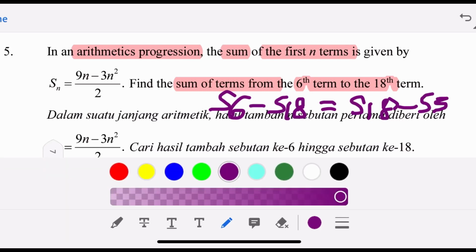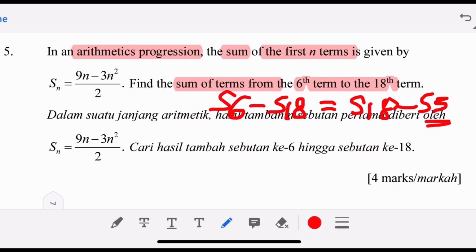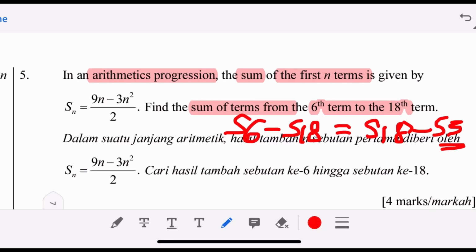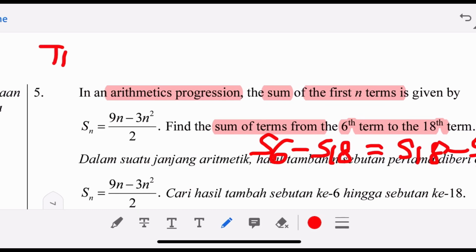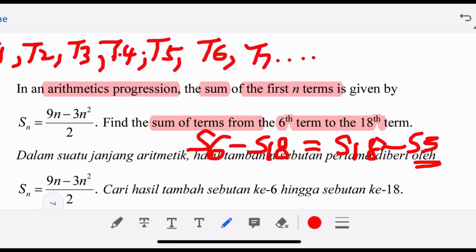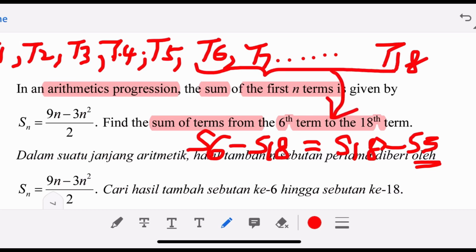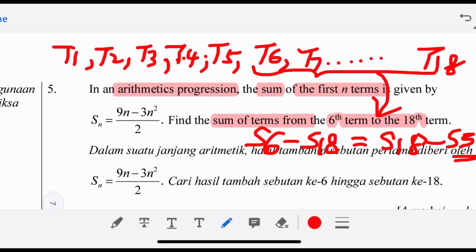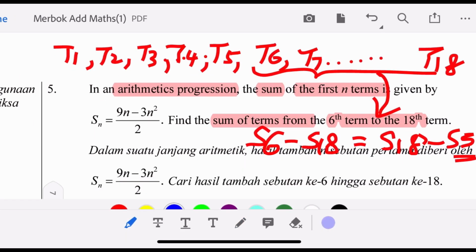Alright, I will explain to you. Now let's say we have an AP. Let's say we have many terms. So we use T1, T2, T3, T4 and T5. After T5, maybe we can continue T6 and T7 and so on and so forth until maybe T18. So now I want to explain to you what is meant by the sum of the first n terms. So actually you need to sum from T6 to T18, from the 6th term to the 18th term.